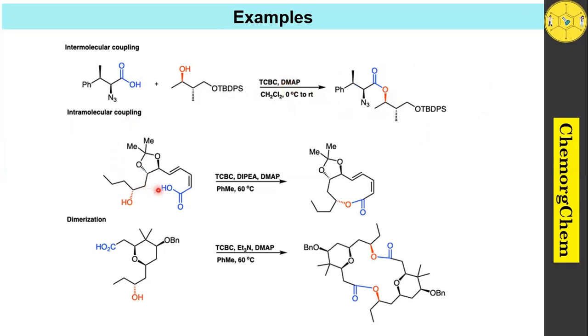This is the intramolecular coupling reaction. Now you see this substrate has hydroxy as well as carboxylic acid in the same molecule. TCBC means trichlorobenzoyl chloride; in the presence of diisopropylethylamine and DMAP, it readily produces this corresponding lactone product. And similarly, dimerization is also possible. Here you see this substrate readily dimerizes in the presence of Yamaguchi reaction conditions to produce this corresponding lactone product.